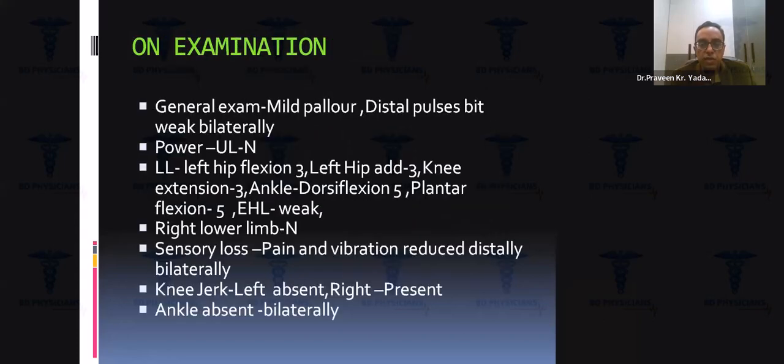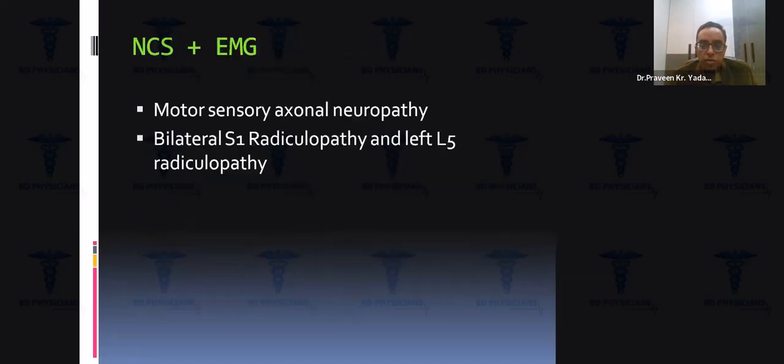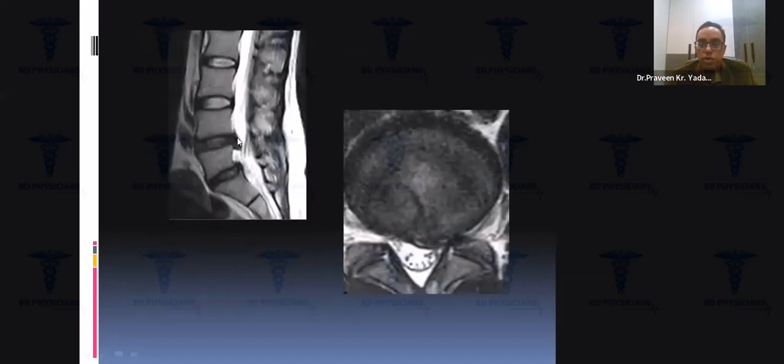Now, if you look at the deficits here, it is predominantly proximal: left hip flexion, adduction, and knee extension. So what are the root values? Hip flexion is L1, hip adduction is L2, and knee extension is L3. So there is a predominant weakness in the distribution of L1, L2, and L3. While the distal weakness, ankle jerk loss and sensory loss are predominantly due to a diabetic neuropathy. And you can see the disc is around L4, L5.